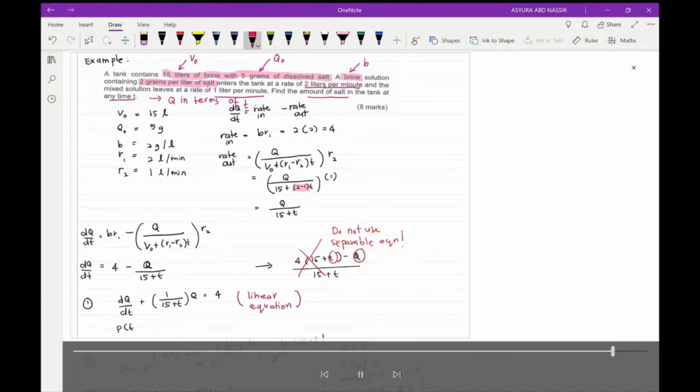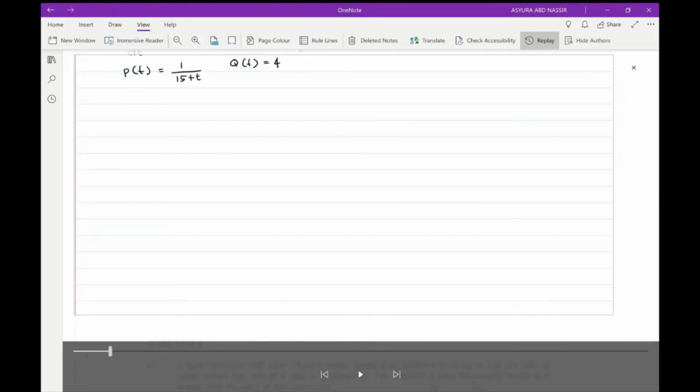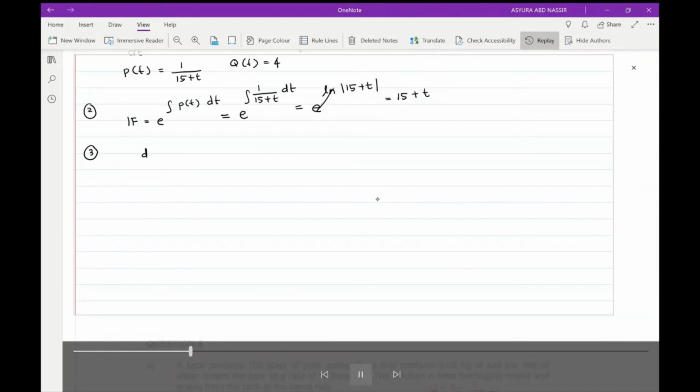So what is your P? P is 1 over 15 plus t, and your Q will be 4. This is your P and this is your Q. Next step, in a linear equation, we have to find the integrating factor. The integrating factor is e to the power of the integral of P dt. So we have e to the power of the integral of 1 over 15 plus t dt. When you integrate, we have e to the power of ln of 15 plus t. Simplify e and ln and you will get just 15 plus t.